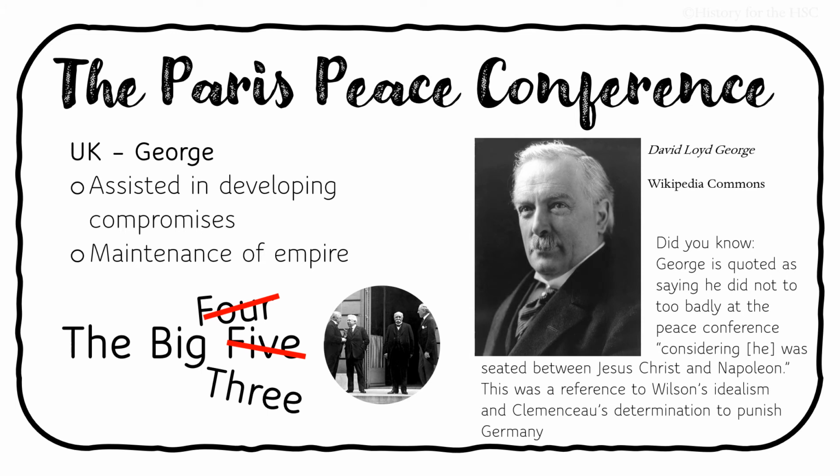At the end of the conference, when he was asked about his opinions on how well he'd done in achieving fair treaties, he was quite positive. He's quoted as saying this, that considering he was seated between Jesus Christ and Napoleon, he hadn't done too badly. In this analogy, Jesus Christ was Wilson and his idealism of peace, world peace, and unity of everyone working together. And Napoleon was Clemenceau's determination to punish Germany.